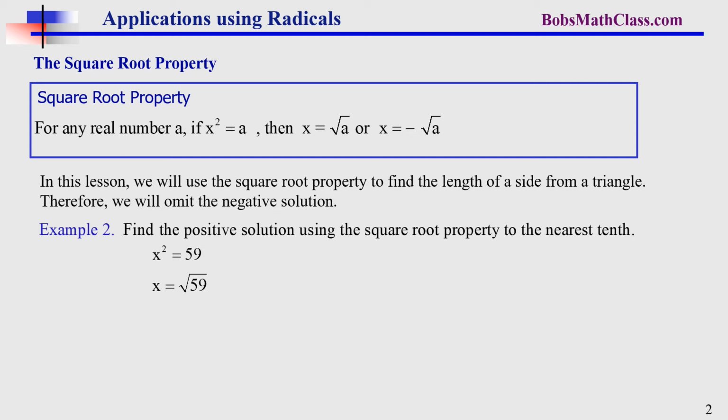You should get 7.681145718, but we want it to the nearest tenth. So our answer is approximately 7.7. Again, 5 or more, we round up. 4 or less, you leave it alone. So since it was 7.68, we add 1 to the 6. If it was 7.63, then it would remain 7.6.